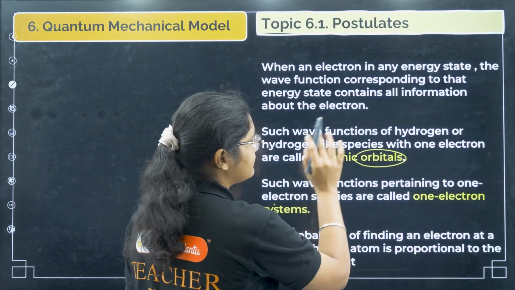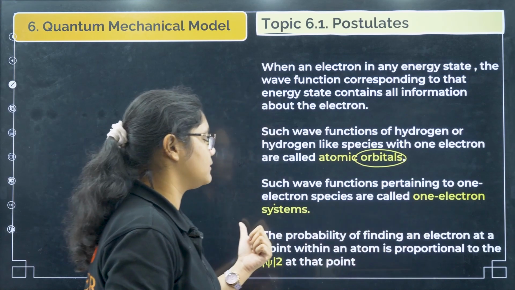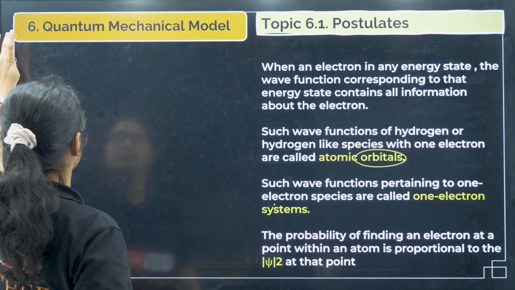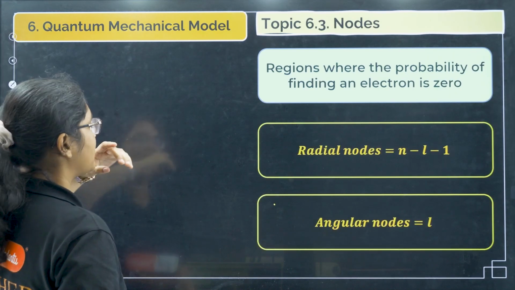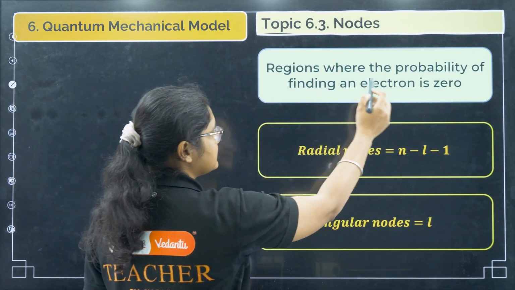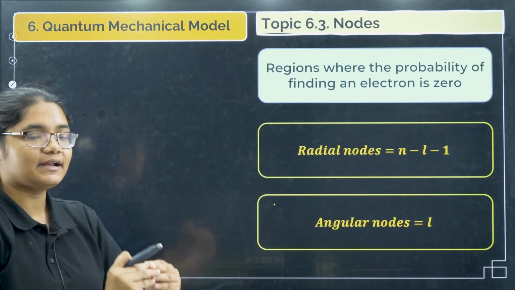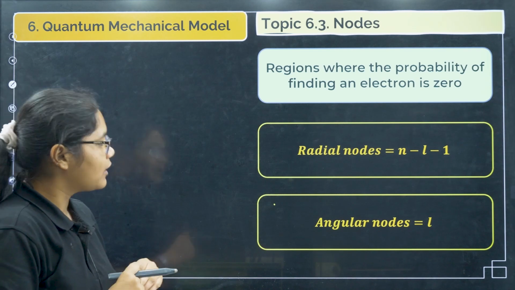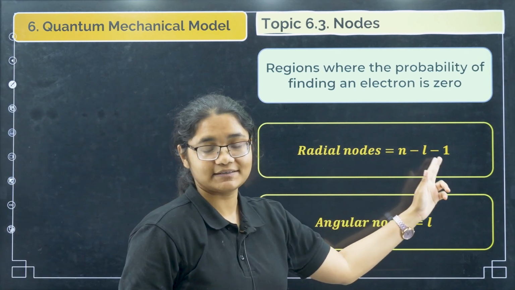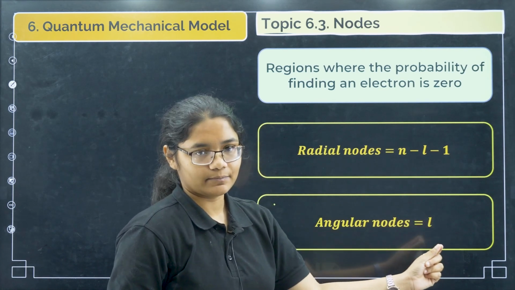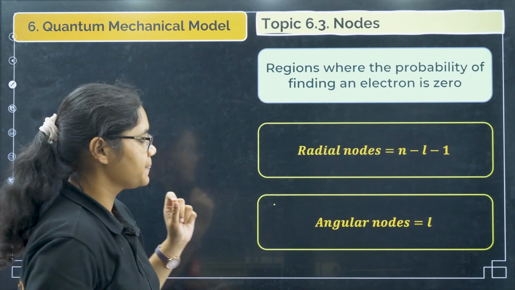Next, we have Bohr's model for one electron system. Similarly, we have the quantum mechanical model for one electron system. Next, quantum numbers, but before that we will discuss nodes. Nodes are the regions where the probability of finding an electron is absolutely zero. We cannot find the electron at that position. There are two types of nodes, radial nodes and angular nodes. Angular nodes is l, radial nodes is n minus l minus 1.